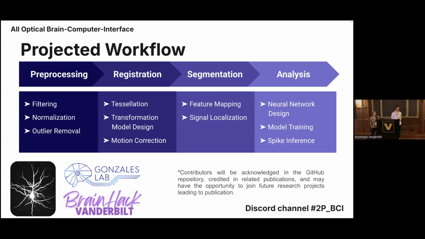Lastly, we're going to implement a neural network to analyze the data with all of our features. We're going to design it using TensorFlow with Python. Everything else is going to be done in MATLAB for the most part. Then we're going to train the model using our raw data frames. And finally, we're going to use the outputs of the model to determine our spike inferences.